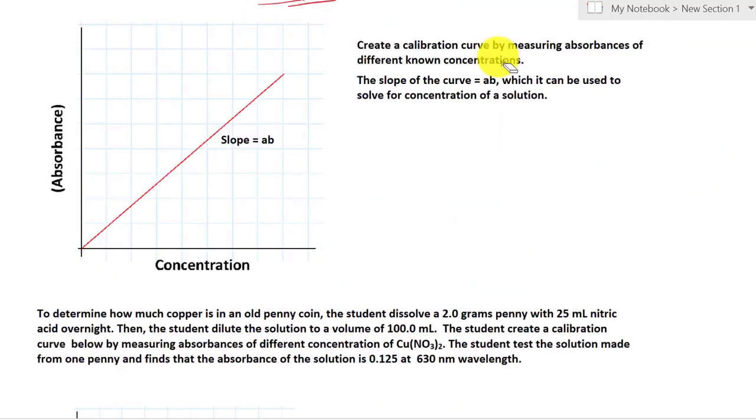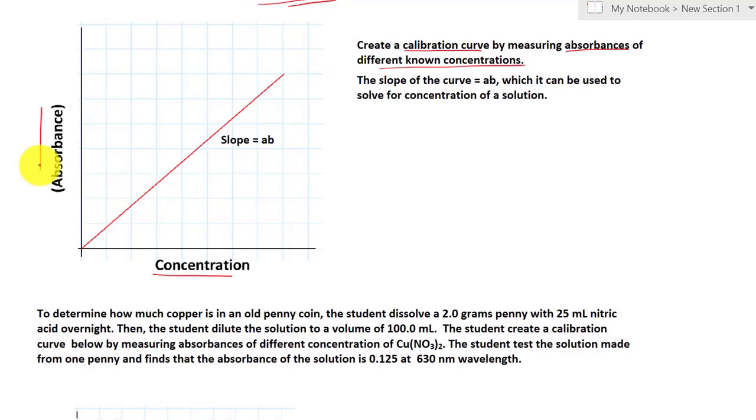Before we look at the actual problem, let's look at what type of data we can get from our experiment. Well, first of all, for any substance that can dissolve in a solution, we can determine a calibration curve by measuring absorbances of different known concentrations. So basically we take different concentrations of that substance and measure the absorbances. And that's the reason why we have concentration versus absorbance. So that's the basic thing that we can do with a spectrometer, okay?